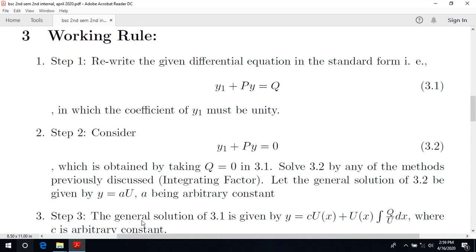In the third step, the general solution of the given differential equation 3.1 is given by this formula. Unfortunately, this formula contains an integral. This can be taken as a disadvantage of this method, because we cannot guarantee that every term we get will be integrable. So it is in a way a disadvantage of this method. Okay. So what is u of x? u of x is a function of x, or it can be simply written as u.